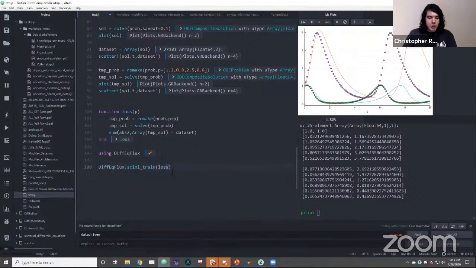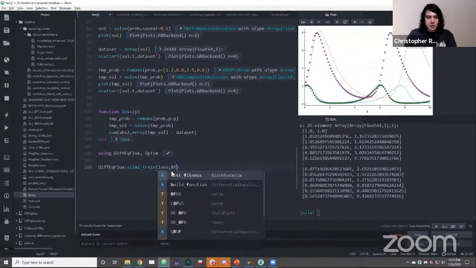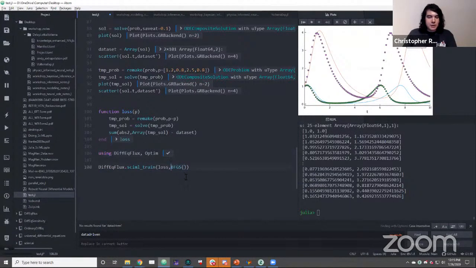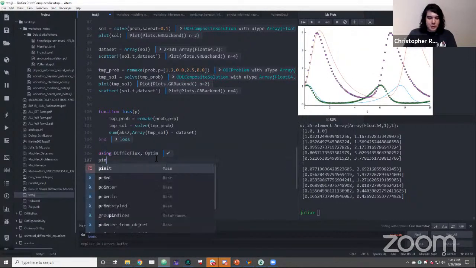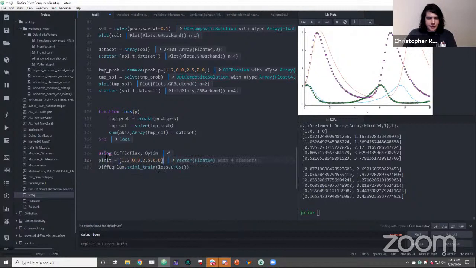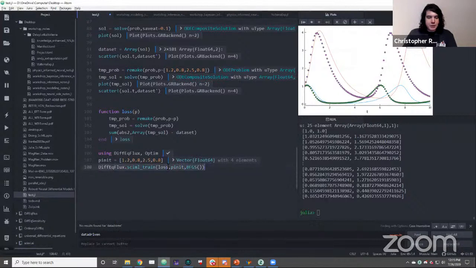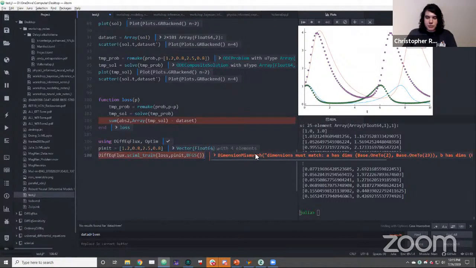So for example, loss. We need to choose an optimization package. Here I'm going to pull in Optim, and I want to use BFGS to optimize these parameters. My initial guess is p_init equals this. So I say, from these parameters, with this loss function, use this optimizer to give me the correct parameters. And this should run, but does anyone see what the error is here?